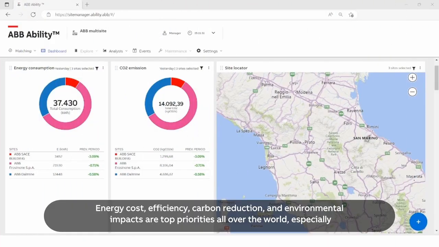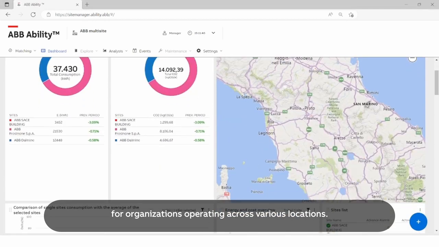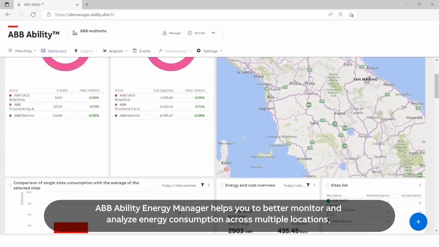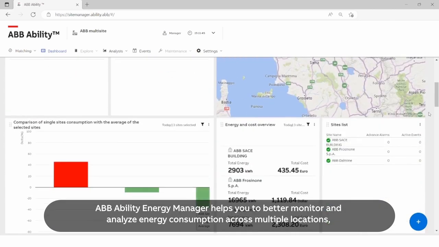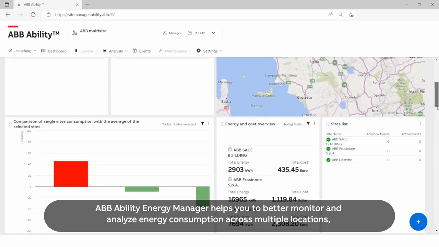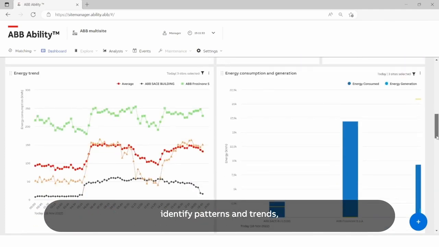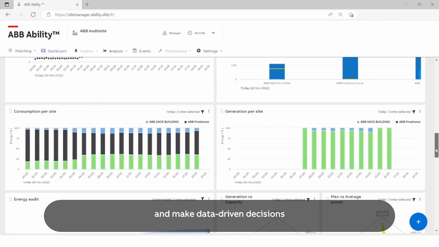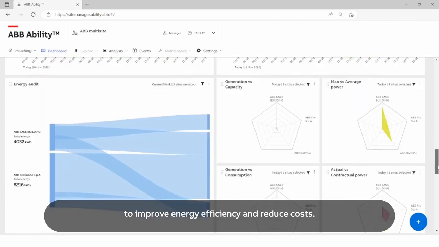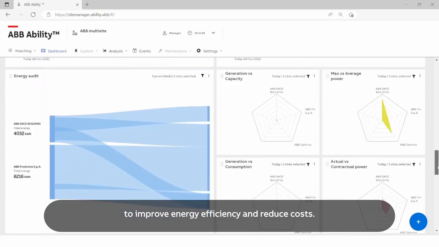Energy cost, efficiency, carbon reduction and environmental impacts are top priorities all over the world, especially for organizations operating across various locations. ABB Ability Energy Manager helps you to better monitor and analyze energy consumption across multiple locations, identify patterns and trends, and make data-driven decisions to improve energy efficiency and reduce costs.